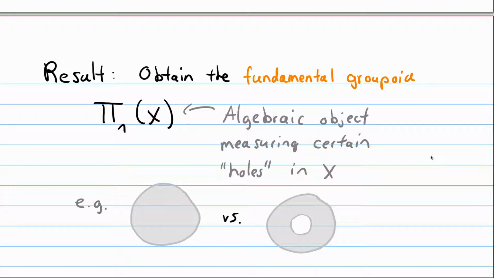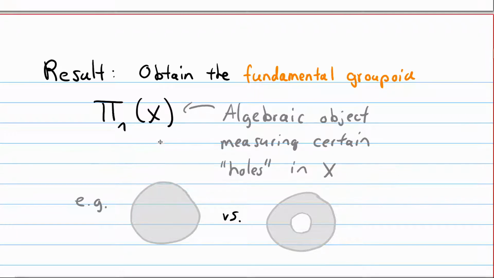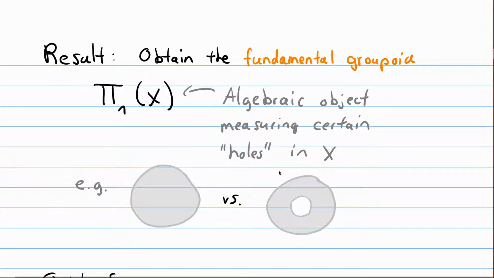So what it can do is, if we have a topological space like this disk here, and we cut out a hole in the middle, then the fundamental groupoid detects that we've made a hole. And that's really nice because we can measure holes and we can define algebraic invariants of topological spaces. Yeah.